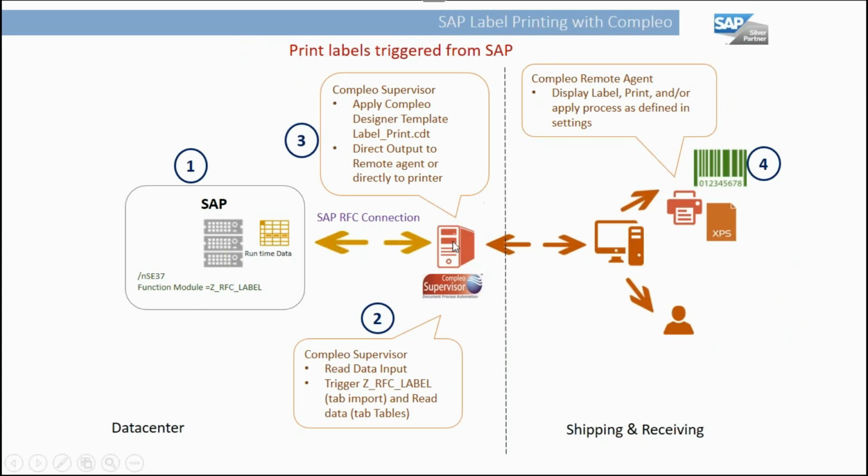And again, once it gathers the information, it then sends it to the template. It creates the label that goes back, and it can either be printed directly or it can be reviewed again by somebody in shipping before it's printed.